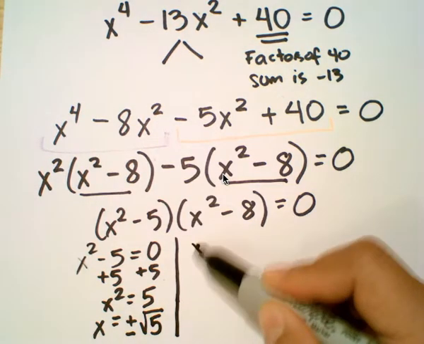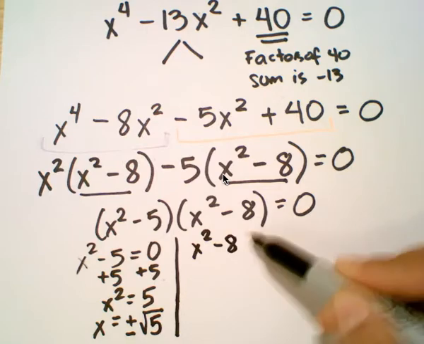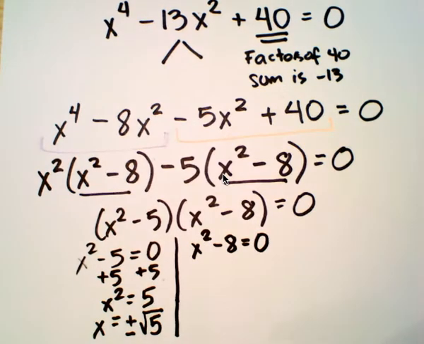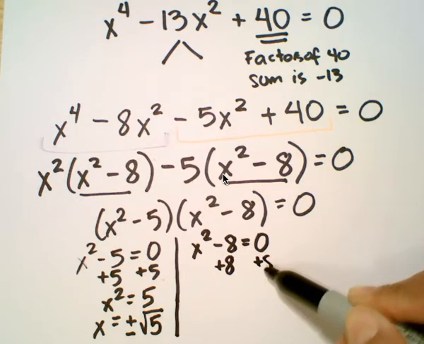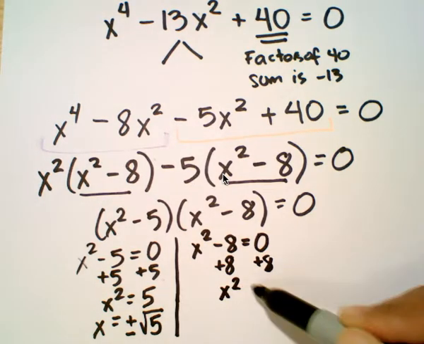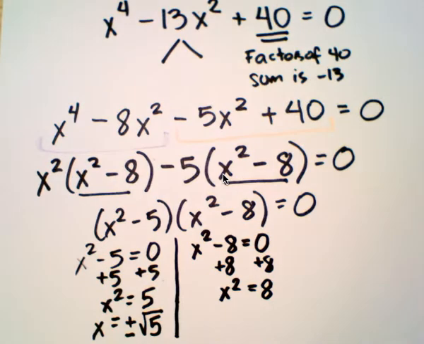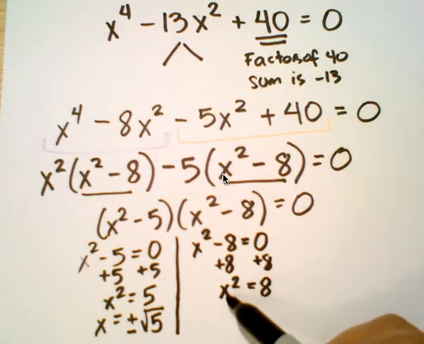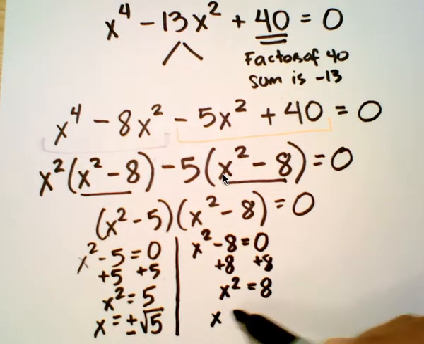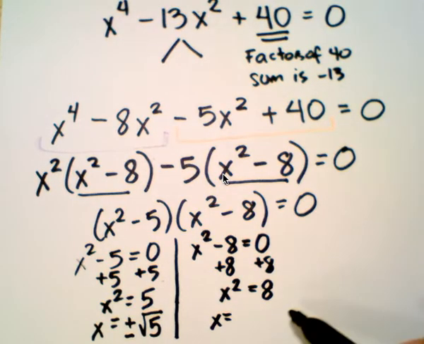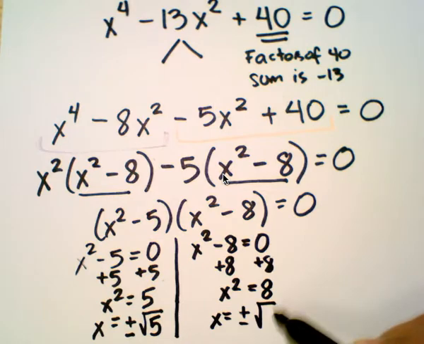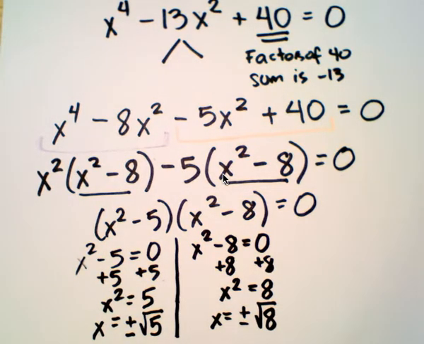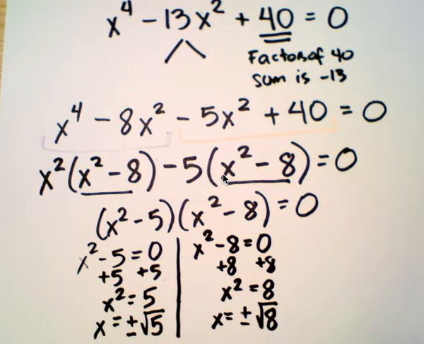All right, so now let's turn to this one. x squared minus 8 equals 0. We're going to reverse the PEMDAS again, so we're going to add 8 to both sides. Now we have x squared equals 8. And now to solve for x, I need to take the square root. Taking the square root of positive 8 means you're going to have a positive and a negative square root of 8. So as you can see, there go your 4 solutions.